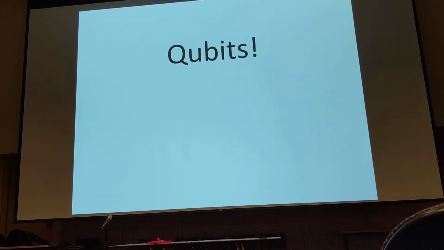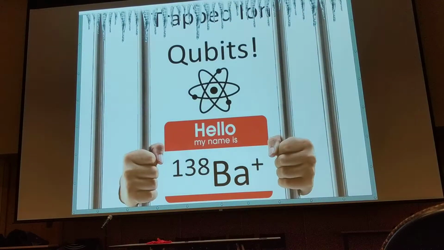I'm going to tell you about one particular one that we're studying right here at the University of Washington called trapped ion qubits. So for the rest of my talk, I'm going to explain our particular qubit of choice, barium 138, tell you how we trap it, and finally, how we cool these ions in order to be able to use them for quantum computing.